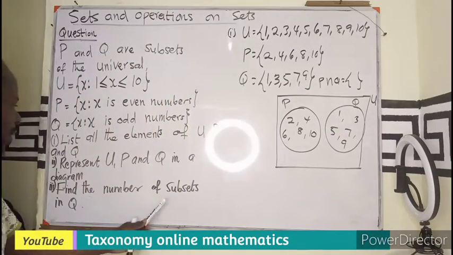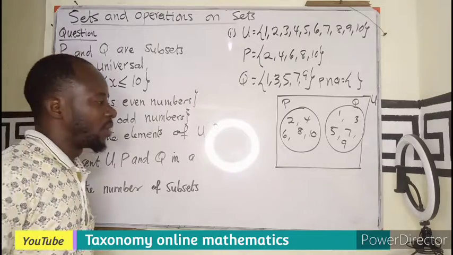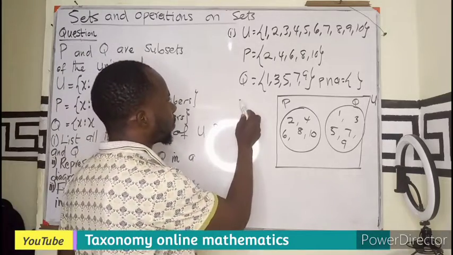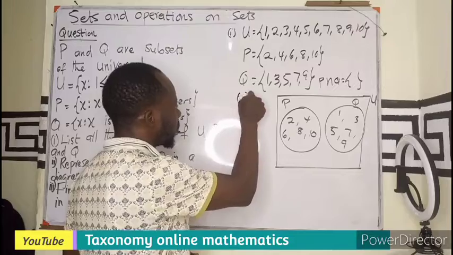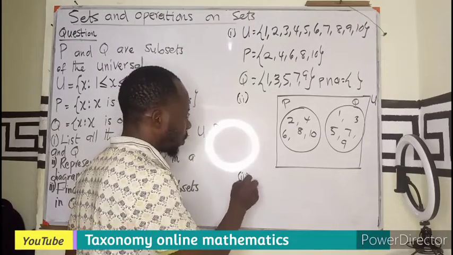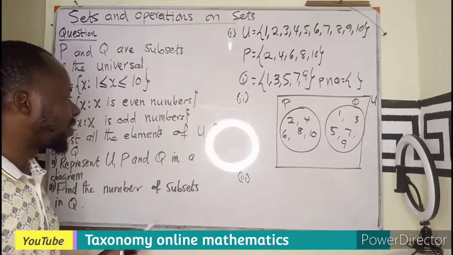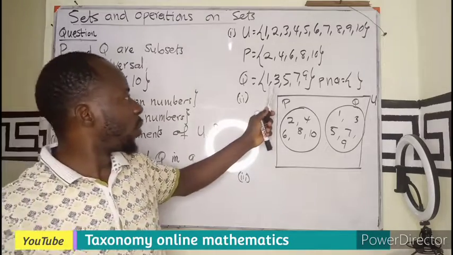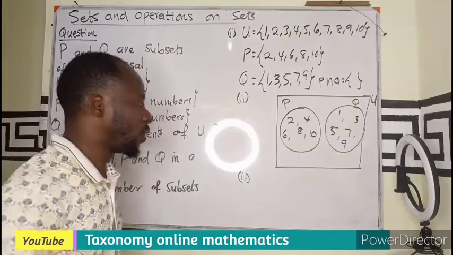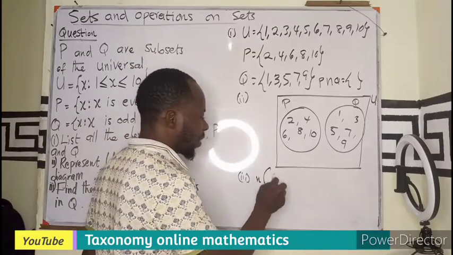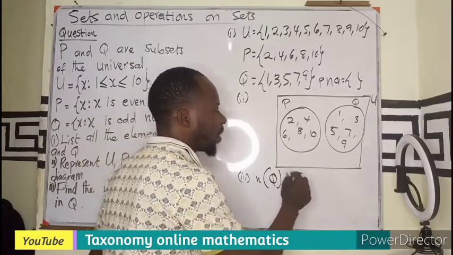Then we have to find the number of subsets. Now we have to know how many elements are in the set Q. We are looking at Q: 1, 2, 3, 4, 5. So we can say that the number of elements of set Q is 5.